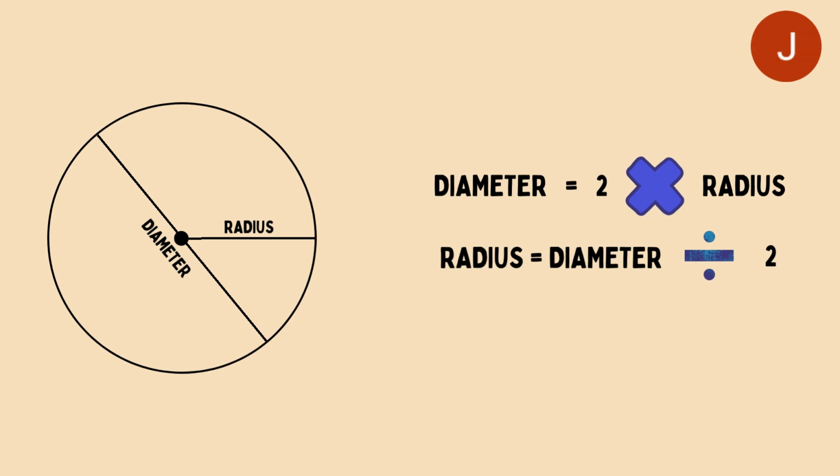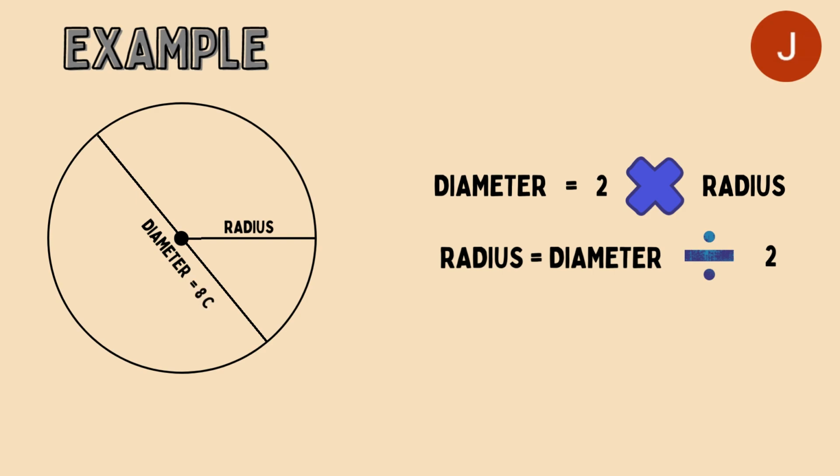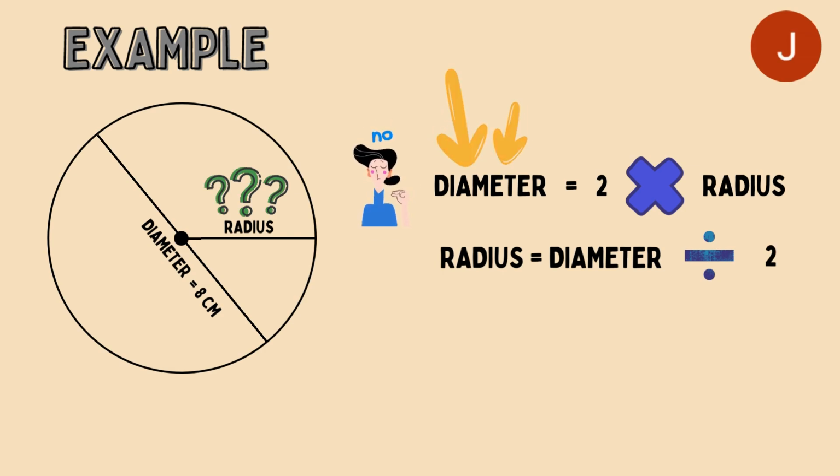Let's see an example where we can use one of these two formulas. Let's start with this example. If I said that the diameter is equal to 8 centimeters, and then I asked you to find the radius. Now, to begin with, we have to figure out which formula we are going to use. If we look at the first one, we have the diameter is equal to 2 times the radius. But the first one we use when we want to calculate the diameter. Here, the diameter is already given. So it is not the first one.